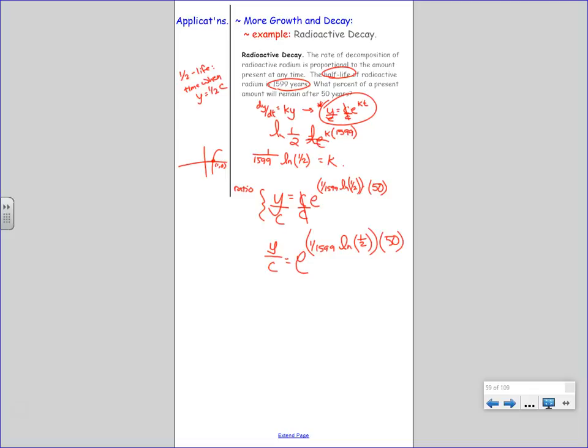0.978? 0.979. Although for being super snazzy, 97.856%. Whoa! There's a lot of it still left after 50 years. Because the half-life is 15. Yeah, that makes sense, right? Alright, cool kids. Anything else?